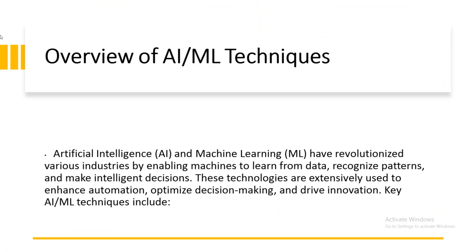I'll just read what is written here, and then after that I'll try to explain all of it in the next slides. Artificial intelligence and machine learning have revolutionized various industries by enabling machines to learn from data, recognize patterns, and make intelligent decisions. These technologies are extensively used to enhance automation, optimize decision making, and drive innovation. Key AI/ML techniques include. I'll just take a pause here.